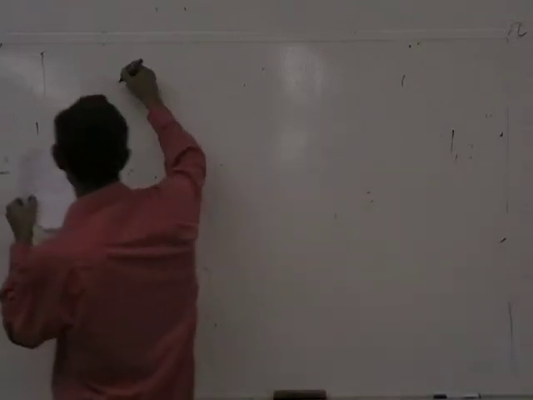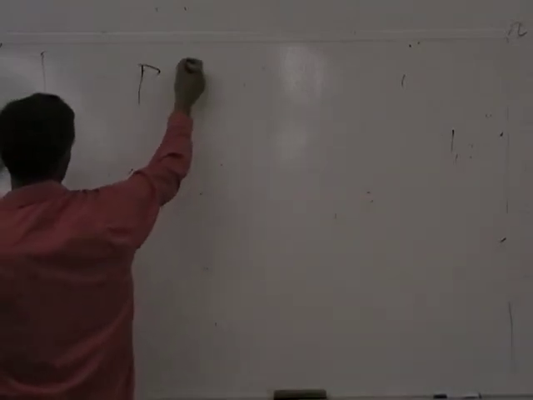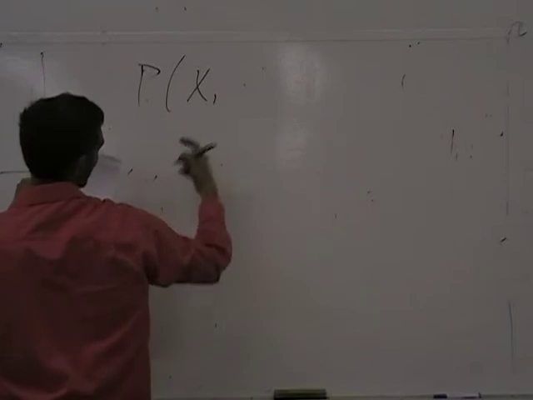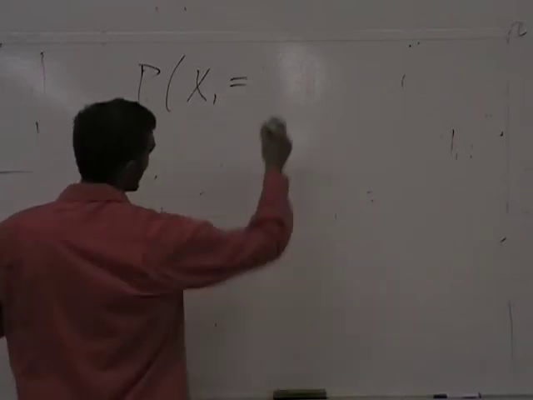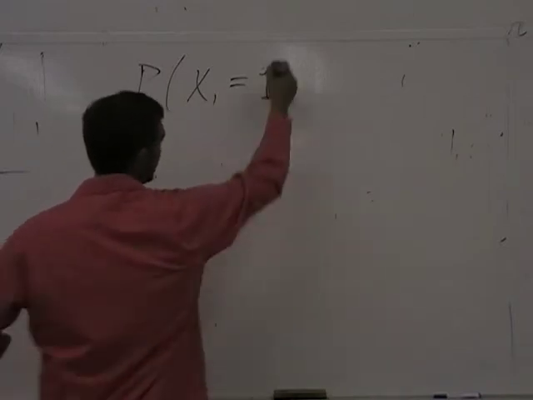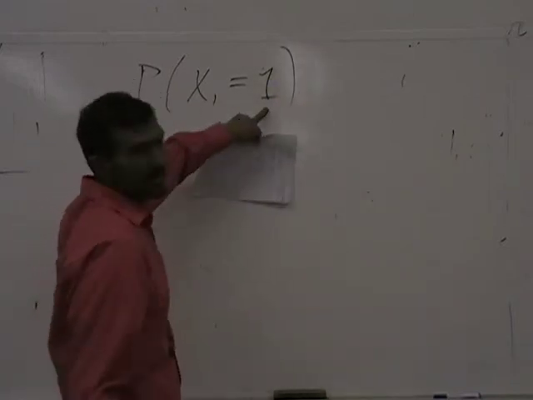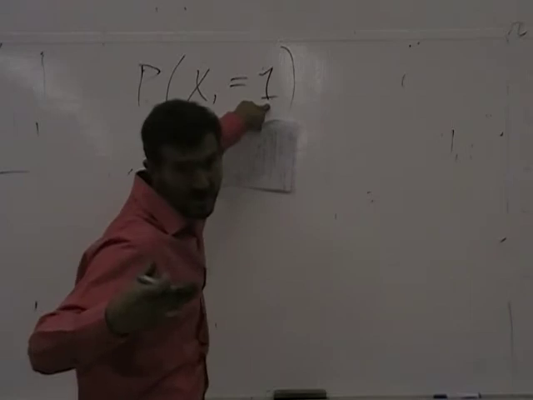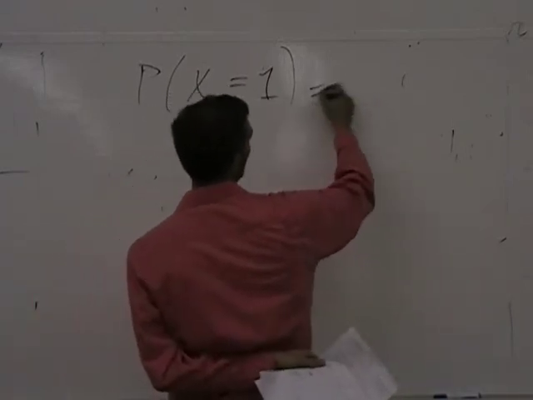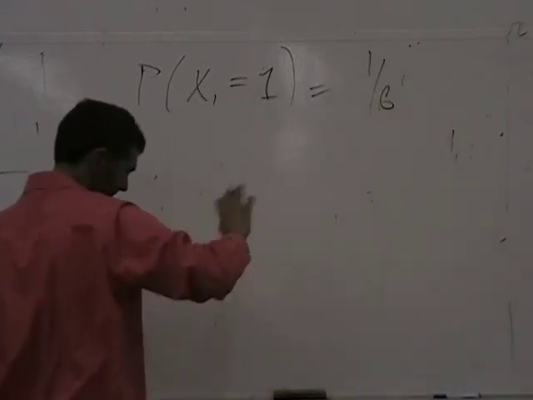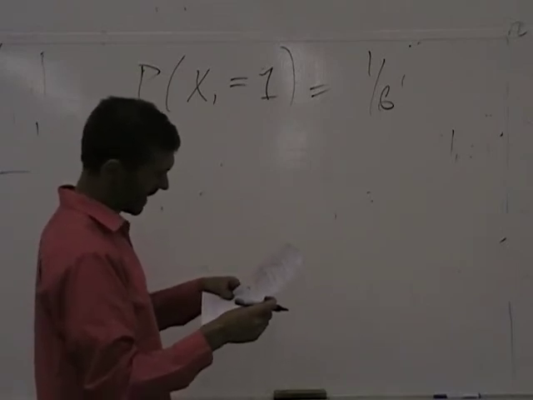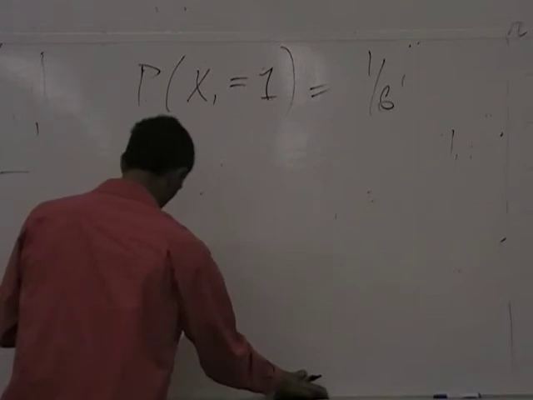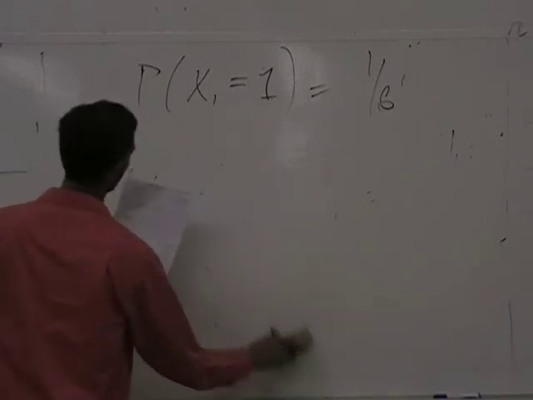Right, so I can write the probability of x1, the random variable, taking on the value 1. Now it's a number. I don't have a function, I have a number. So to compute, 1/6.